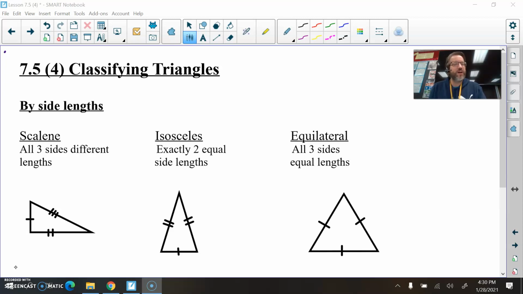So, anyway, topic 7.5, section 4, classifying triangles. You already probably know a lot of these terms, so that's going to help a lot today instead of having more new terms to memorize. We can classify different types of triangles. All triangles have three sides and three angles. Actually, that's why we call them triangles, right?